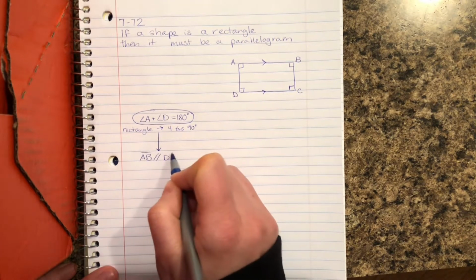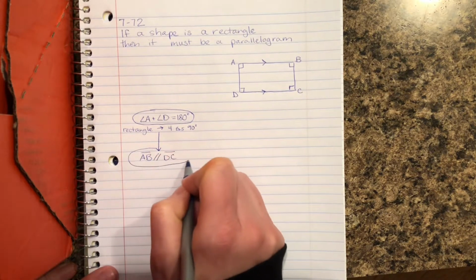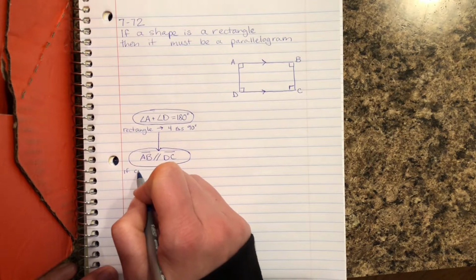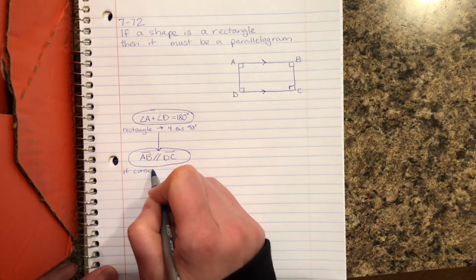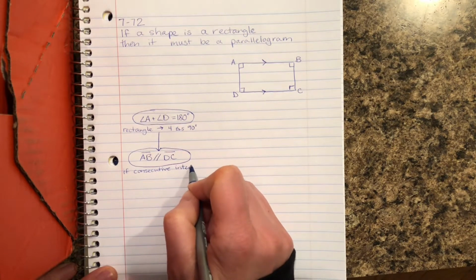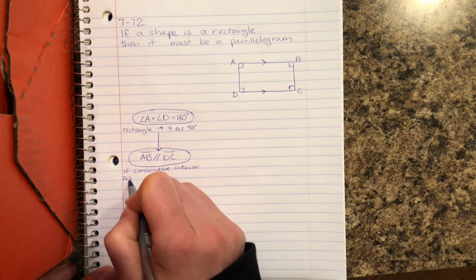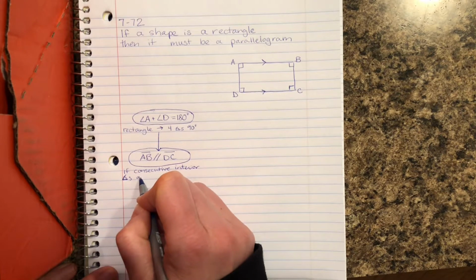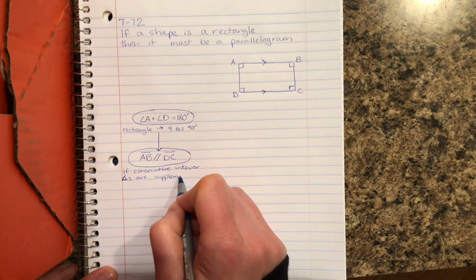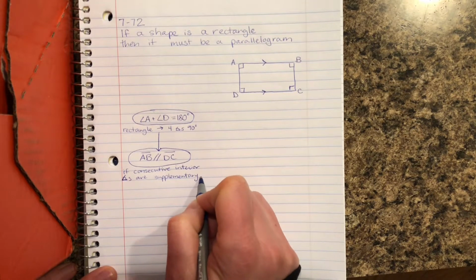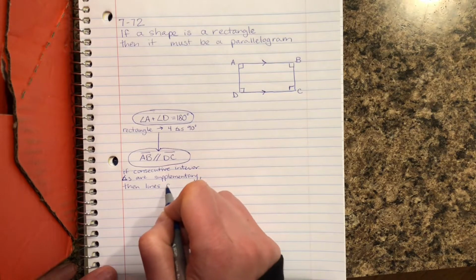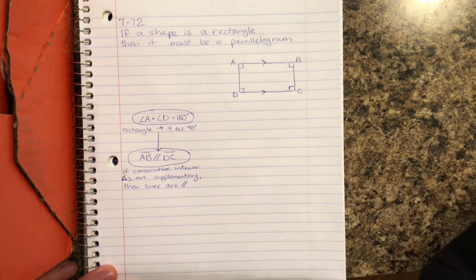And again, for today, you are copying this down into your notes. So if consecutive or same side interior angles are supplementary, then lines are parallel.